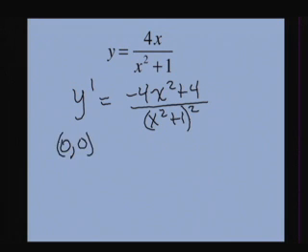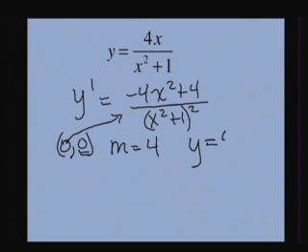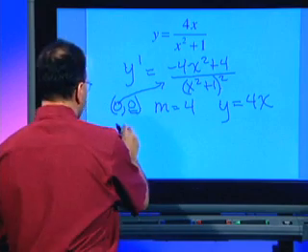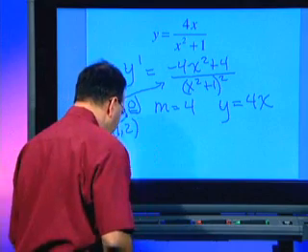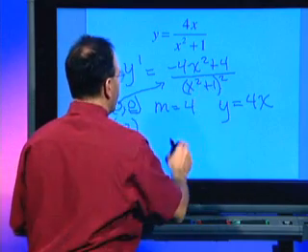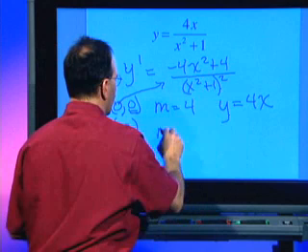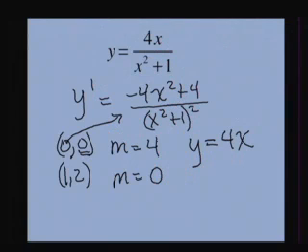When I plug in 0 here, I will find that the slope is equal to 4. And of course, we already know that the y-intercept is 0, so my equation for this tangent is y equals 4x. For my other point, which was (1, 2), when I plug 1 into that, we're going to find out that the slope is equal to 0.